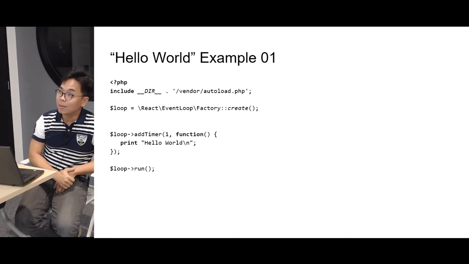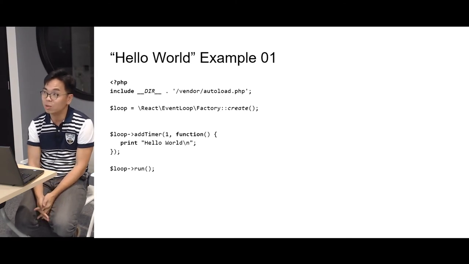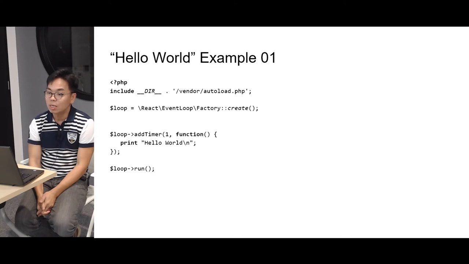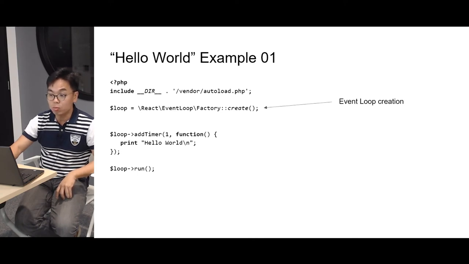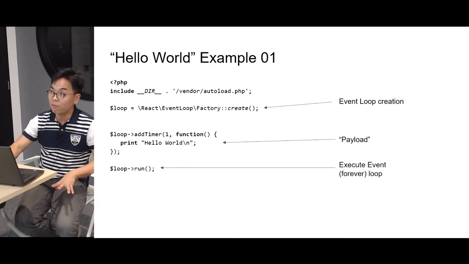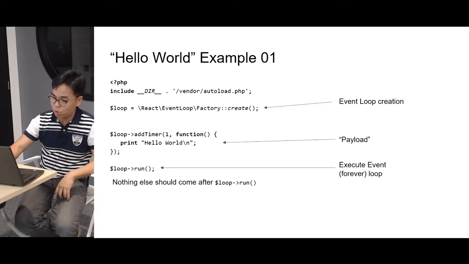Okay, example number one. Take a few seconds to look at it. It's just a few lines. This is a Hello World ReactPHP program. Let me break down the different components. In a ReactPHP program, there is always the loop. You create the event loop. Then you write your own payload, the things you want ReactPHP to do for you. Then you execute the forever loop, the event loop. It will run forever, it will not stop. Which means that nothing else should come after loop arrow run, because whatever you put after this line of code will never get executed. The loop run method will run forever.